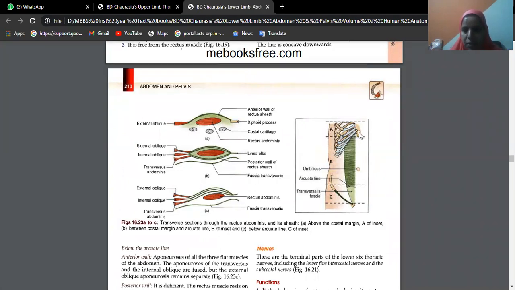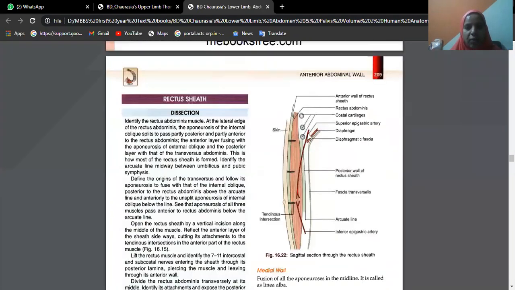Now see, this is the extent from the xiphoid process till the pubic symphysis. This whole line is the rectus sheath. Inside the rectus sheath, you will find, see, this green line is rectus sheath. This green line is also rectus sheath. That means in the upper part, it is not present behind. Posteriorly, it is deficient. Again, in the lower part, the green line is not there. That means it is deficient behind.